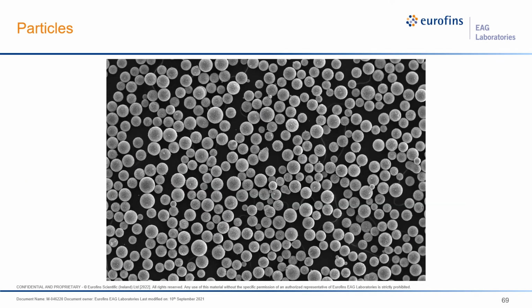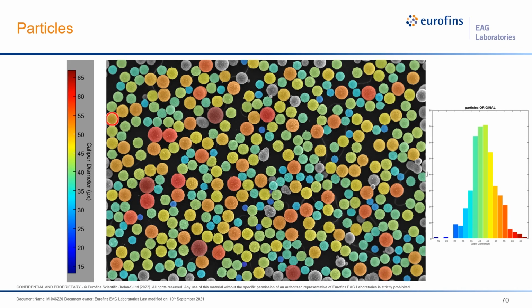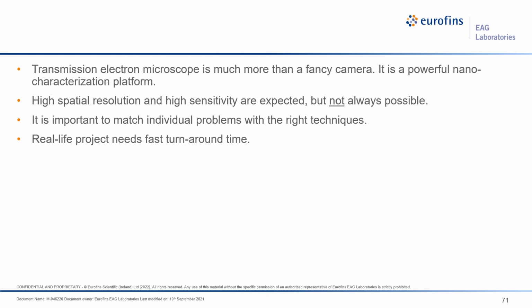Now, this is an SEM example, but on TEM images, we can do exactly the same type of analysis. In this case, we automatically measure these particles. We have a very nice Gaussian distribution, and again, if you really want to know exactly the diameter of this particular particle, you can just go to the color code here or here. It is about 55 or 60 nanometers in diameter, or pixels, right?